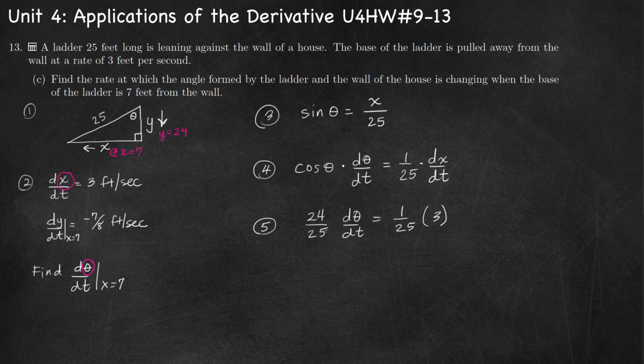Okay, so I can simplify this a little. I can multiply both sides by 25. That'll get rid of my 25s. And then I have dθ/dt equals 3/24, or 1/8. And now my units will be units for theta. Theta is measured in radians. And then units for t. T is measured in seconds. So my rate, dθ/dt, is 1/8 radians per second.